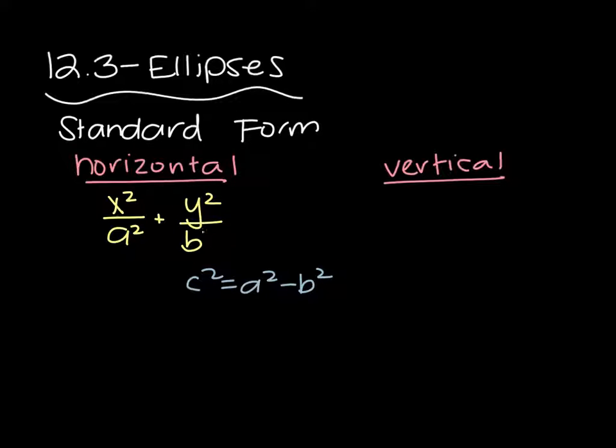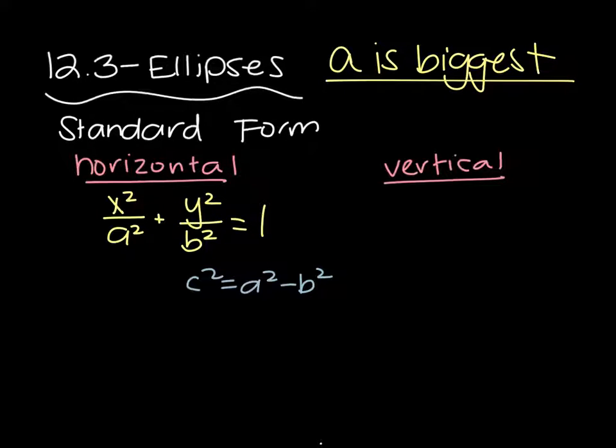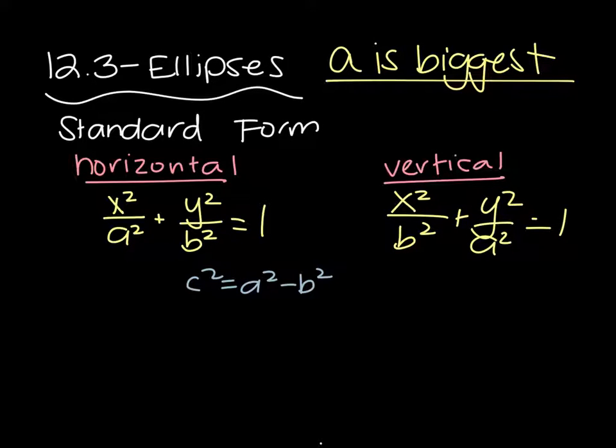Remember, a is always bigger. So a is the biggest. And it goes under the x squared if it's horizontal. It goes under the y squared if it's vertical. Okay, so the A comes from the vertex, the B comes from the covertex, and the C comes from the foci. So when you're provided information, that's where it's going to come from.